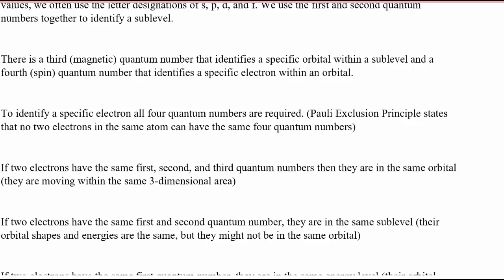All right, if I have 2 electrons and the first and second quantum numbers are the same, but the third and fourth might be different, then that means they're in the same energy level or sublevel, okay? So their orbital shapes and their energies are going to be the same, but they might not be in the same exact orbital.